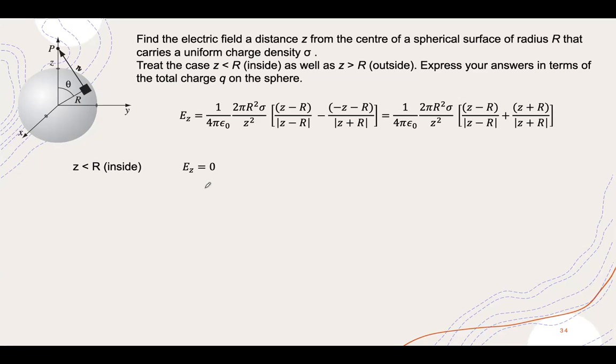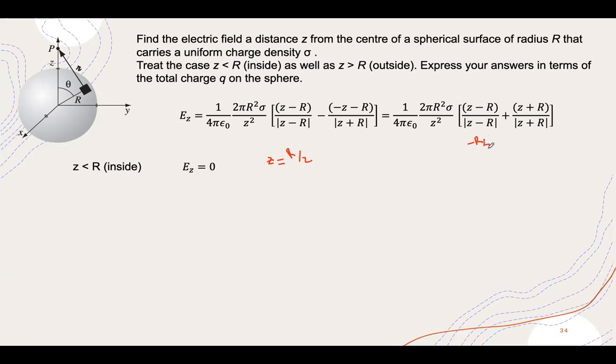Sir, can you repeat what you said? Yeah. What I am saying here is, if Z is less than R, let's suppose this value is something like R over 2. What is going to happen? Let's calculate it. So let's suppose Z is R over 2. What is this quantity going to have? This Z minus R is basically minus R over 2.